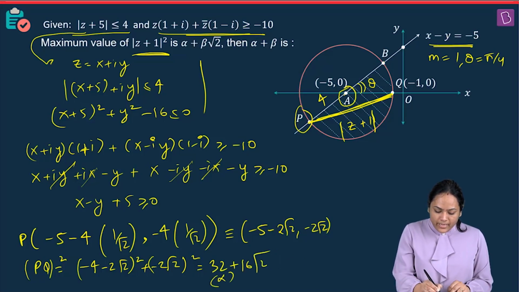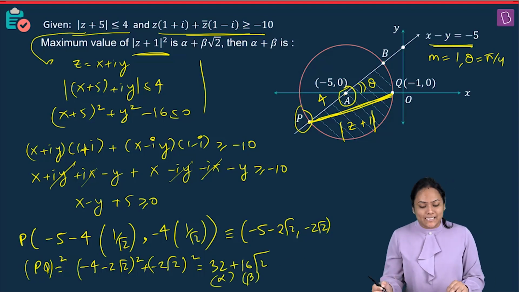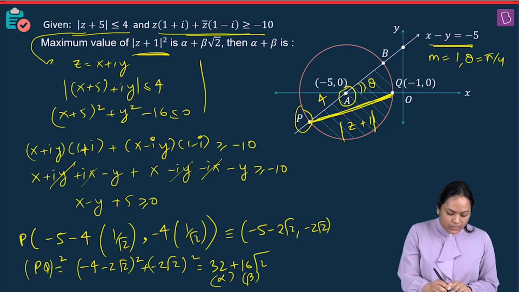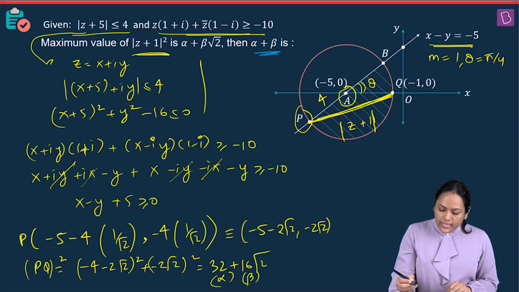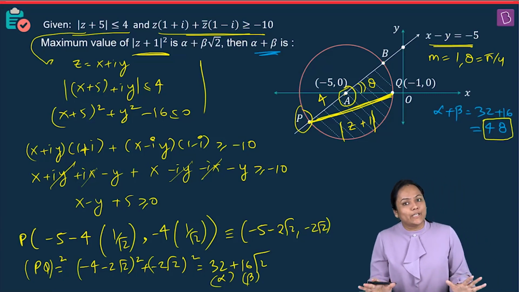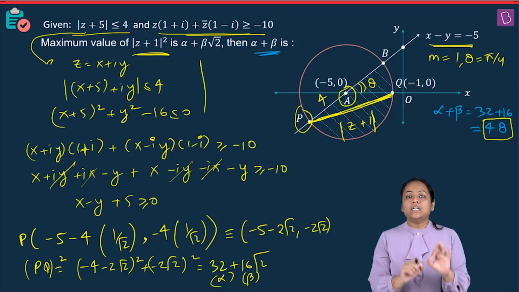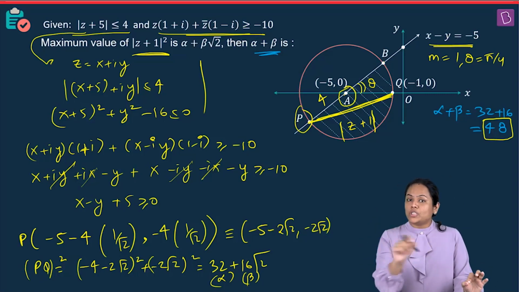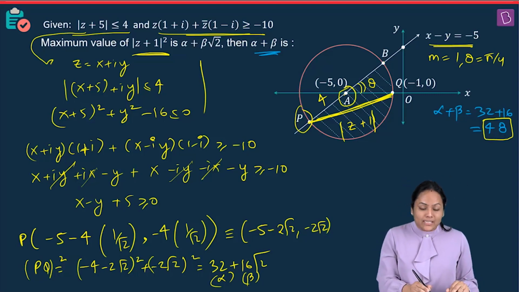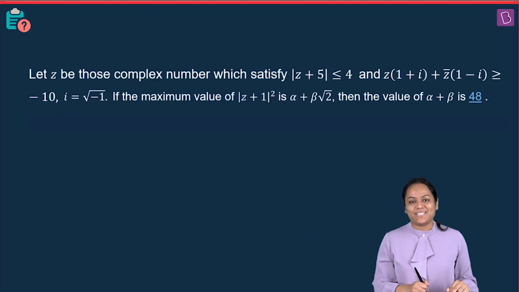So 32 is my alpha and beta is 16. So my final value of alpha plus beta will become 32 plus 16, that is equal to 48. This is going to be the final answer for the question. Clear? Have you understood the region and what was the value of Z for which that distance from minus 1 comma 0 was maximum? Perfect. So the answer for the question is 48.